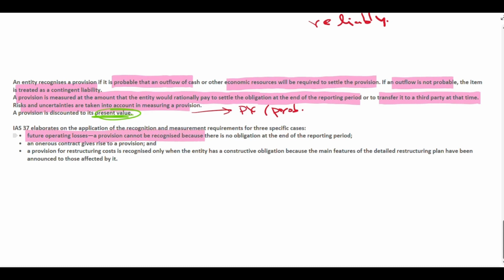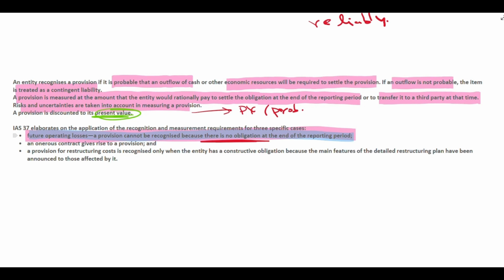Future operating losses, you cannot record a provision. You cannot record a provision, because there is no present obligation. This is related to future operating losses, and you don't have any present obligation right now. You don't know, and nobody wants to have these future losses.